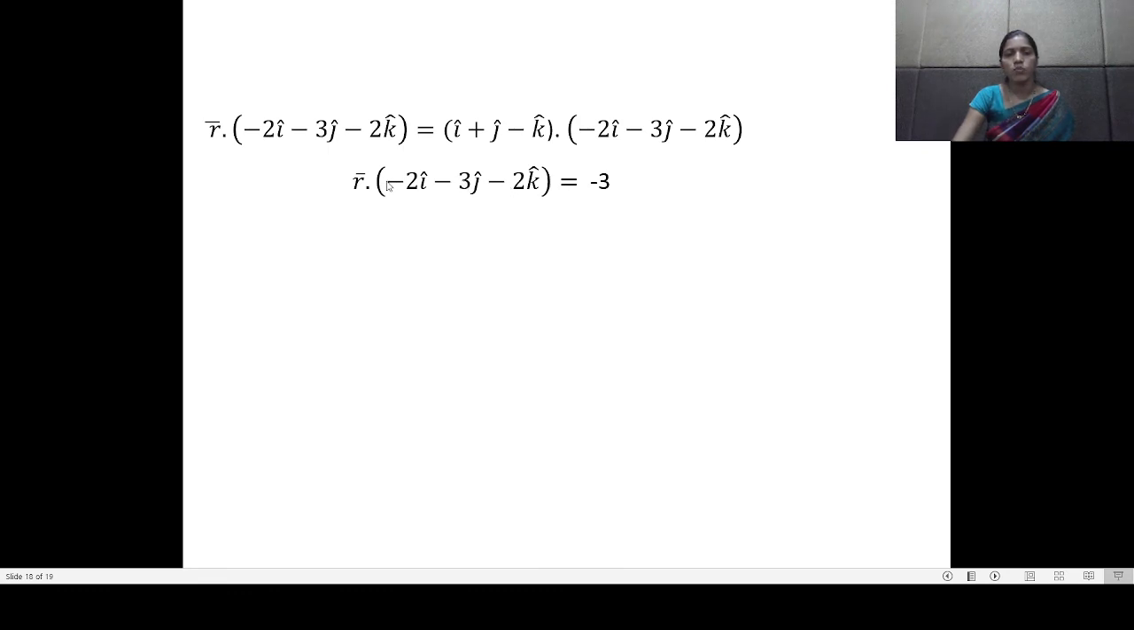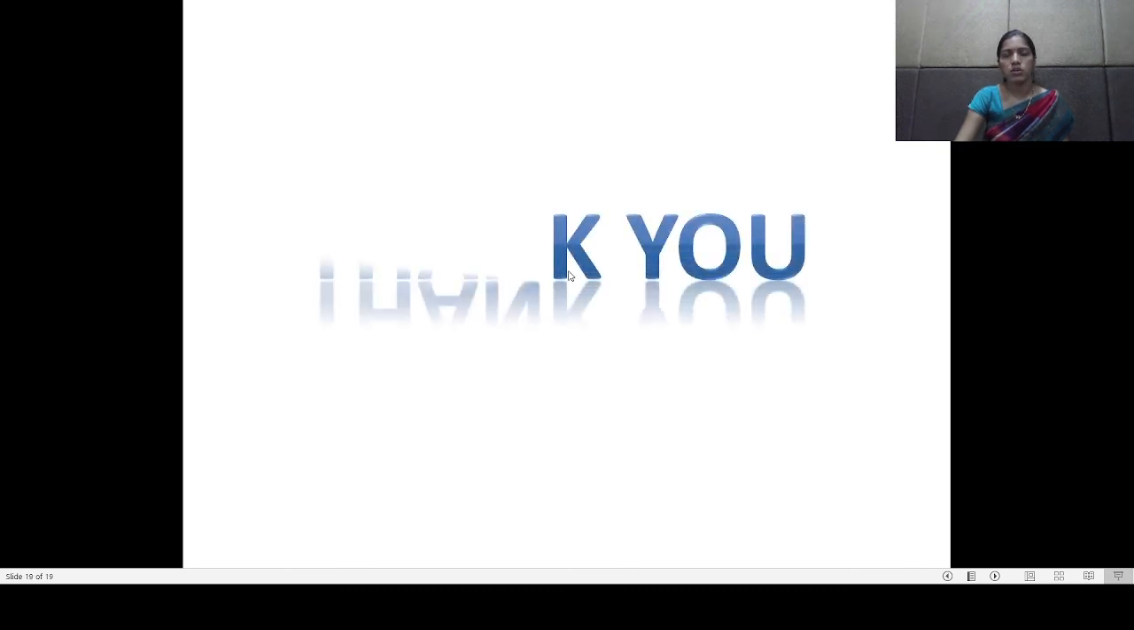Now taking the common factor of minus sign from the bracket, the minus signs cancel. So we get the equation of the plane as r bar dot (2i cap plus 3j cap plus 2k cap) is equal to 3. The remaining examples based on this we will see in the next lecture. Okay, thank you.